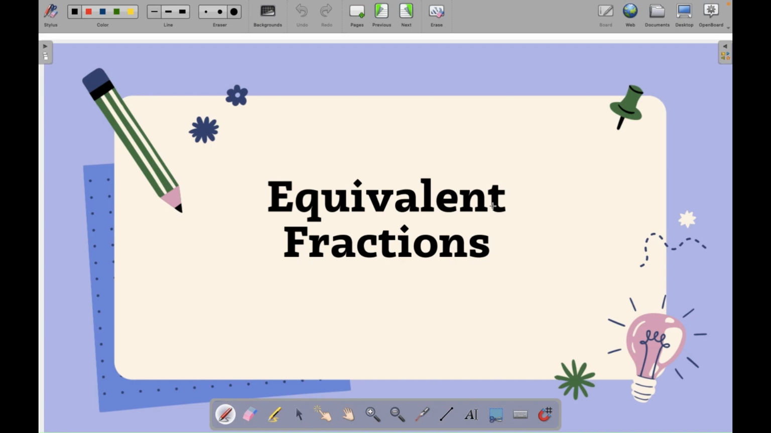Equivalent fractions. This is one of the topics where students face difficulties in understanding how two fractions whose numerator and denominator are both different can be equal. We'll see some real life examples to understand what equivalent fraction means. And as usual, we are going to solve some questions towards the end of this topic.